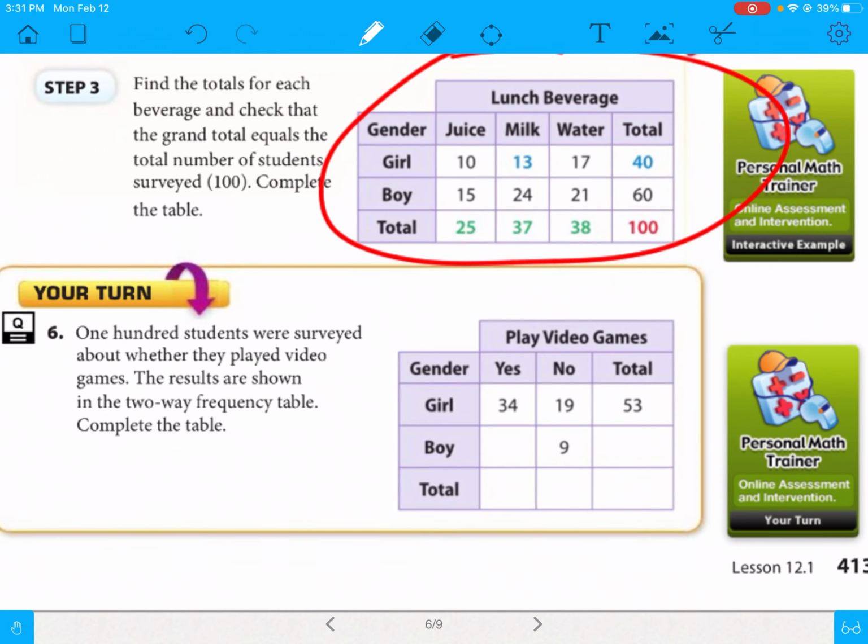So we're going to let you fill in the your turn on number 6. I would start off, it says 100 students were surveyed about whether they play video games. Your genders are boy or girl, so we have 100. Now the boy total, if there's 53 girls, there has to be 47. To figure out if the boys play video games, you can do 47 minus 9, which is 38. And then plus 34 is 72 people, boy or girl, who play video games out of 100. Then we have 19 plus 9 is 28. So if we add those up, you get 100.